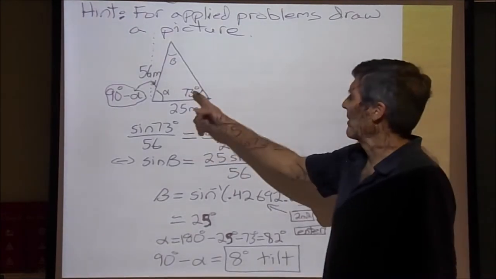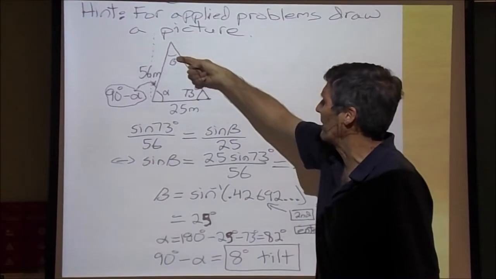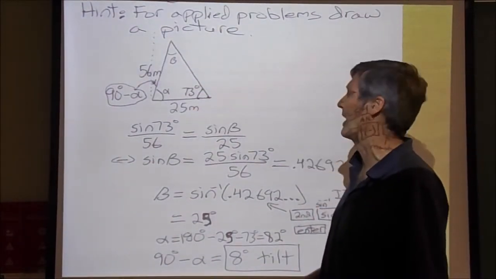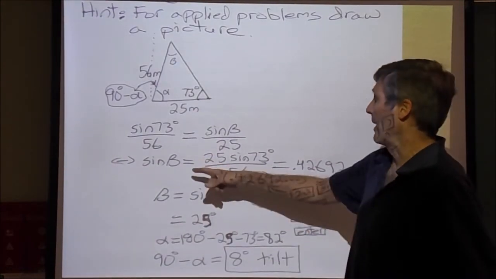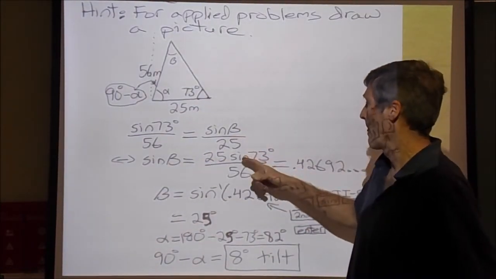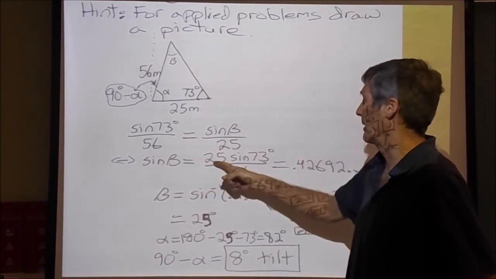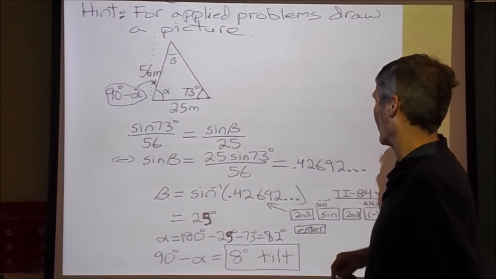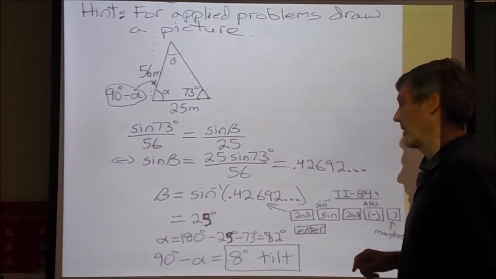The sine of 73 degrees over the 56 meters, its opposite side, equals the sine of beta over its opposite side, 25. That's the law of sines. Right? So now we need to find beta. We multiply through by 25, and sine beta is 25 sine 73 over 56. So sine beta is 0.42692, etc.